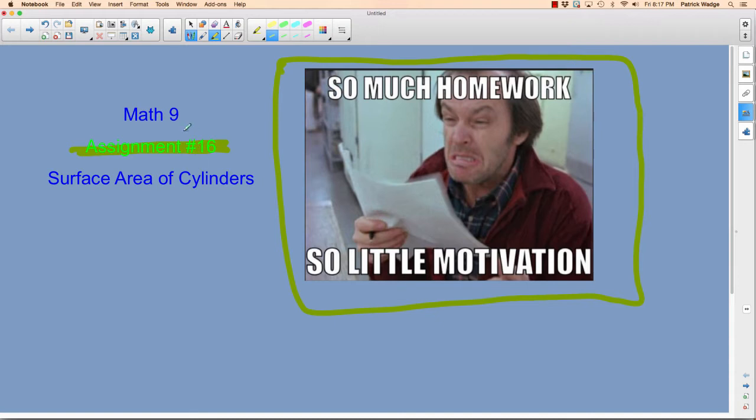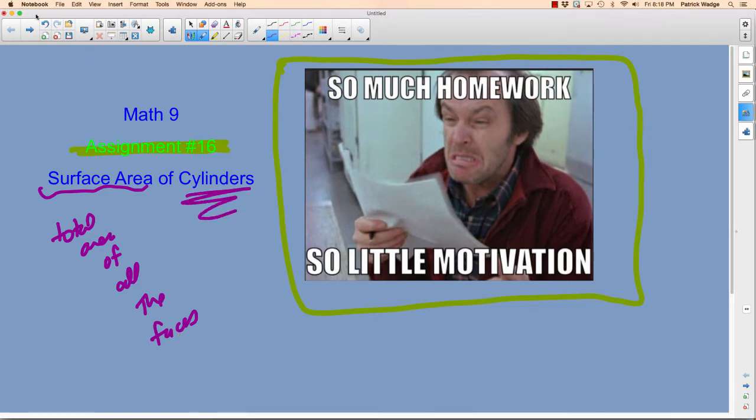All right, so today we're going to do surface area of cylinders. Remember last lesson, I actually made these videos the same day, we talked about surface area and we did surface area of prisms. We said that surface area was the total area of all the faces in a three-dimensional object. Last time we looked at rectangular prisms, triangular prisms and cubes. Today we're just going to do one more: the cylinder. Let's get right to it.